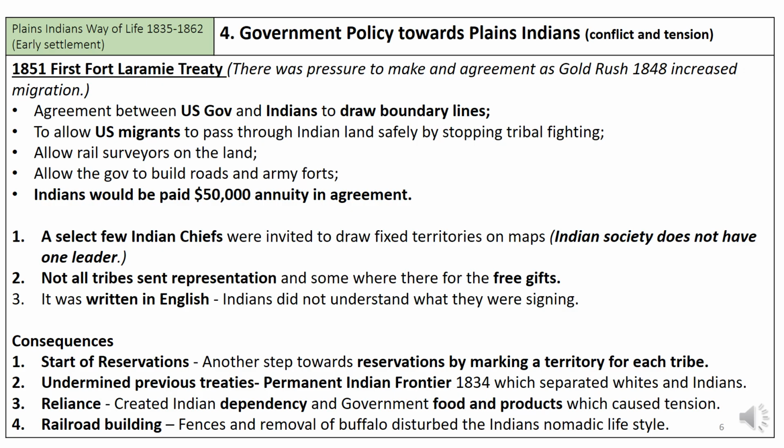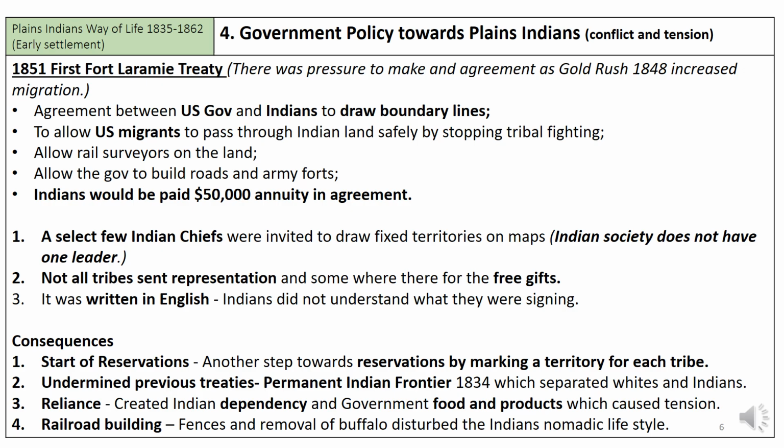The other one is it undermines previous treaties. So the Indian Removal Act and the Indian Trade and Intercourse Act was meant to put up a frontier and stop white people trampling on this Indian land. So it disrespects that. Another one is reliance. It creates a dependency on the US government for handouts. So this causes tensions and bad relations between the government and the Indians.